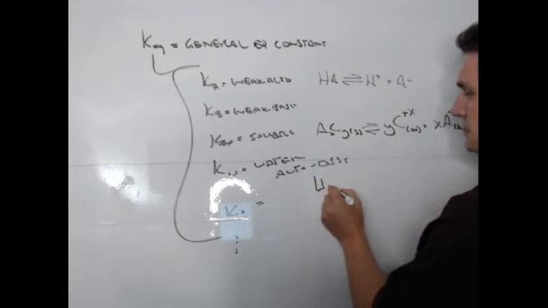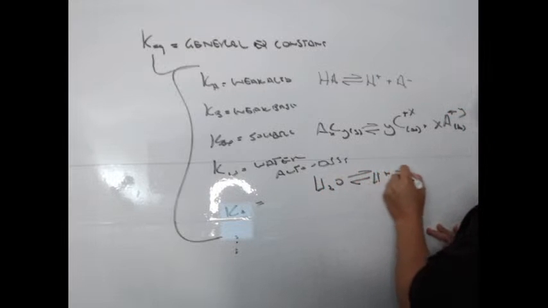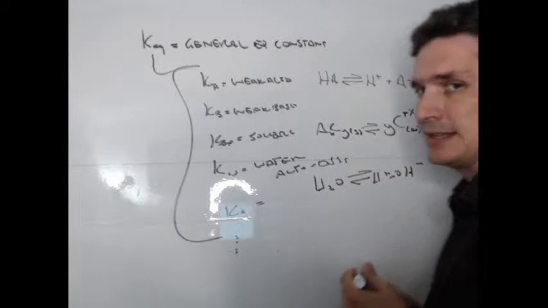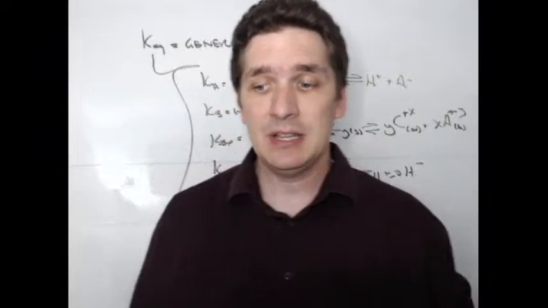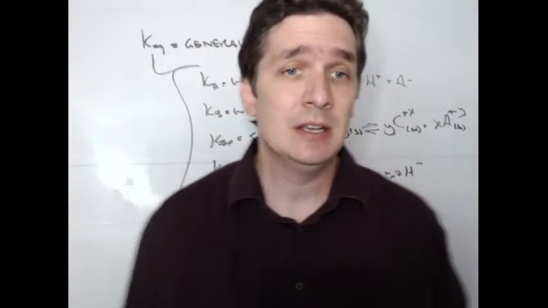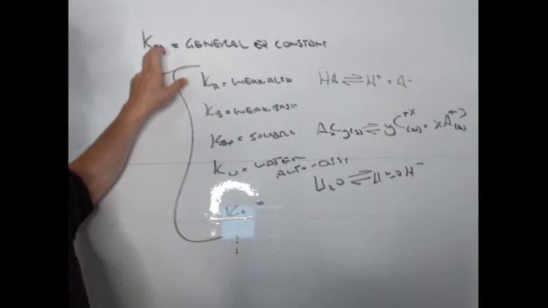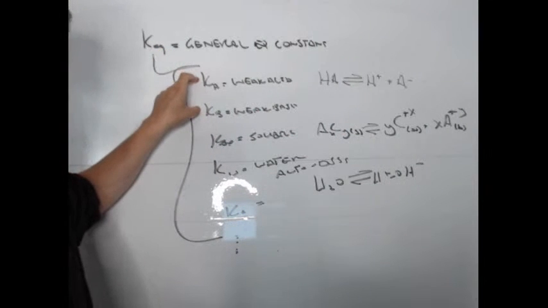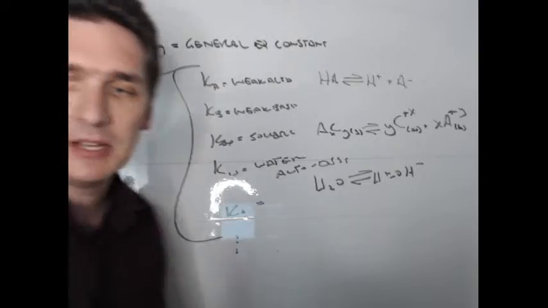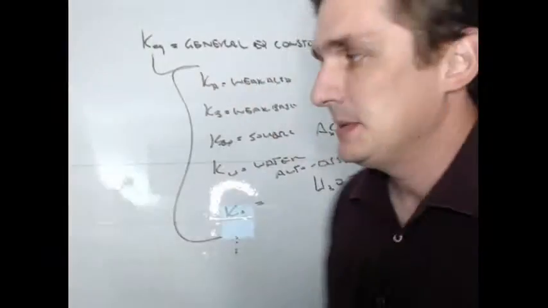Kw is always H2O going back and forth to H plus and OH minus, and we're going to talk about it a lot more when we get to acid-base chemistry. So yes, they are the same thing as KQ. They're just special subsets. So all these Ks with little subscripts are all KQs, but not all KQs are the same. You know, Ka and Kb aren't the same thing, but they are both equilibrium constants. They're special subcases.